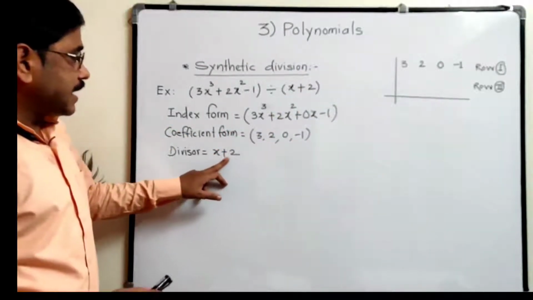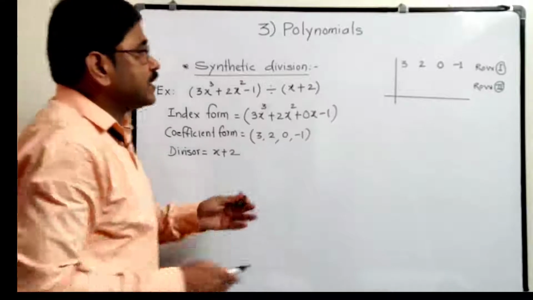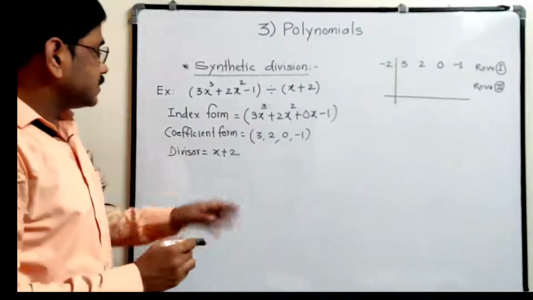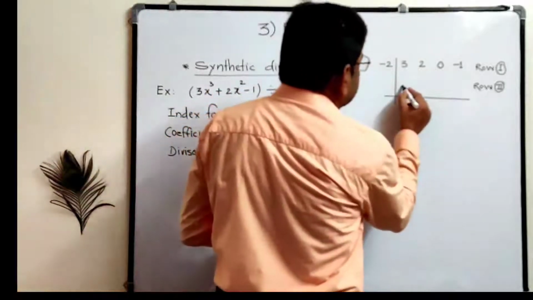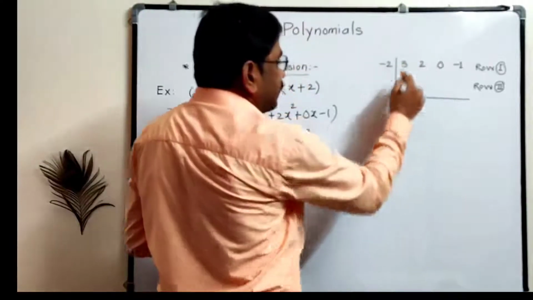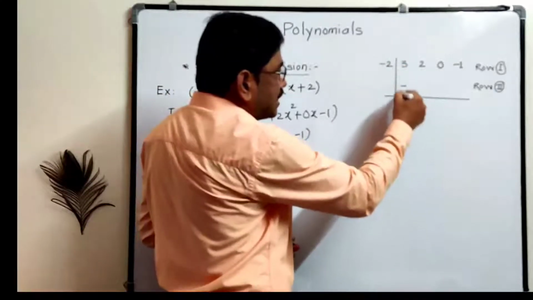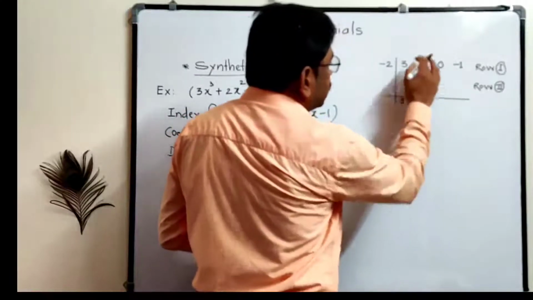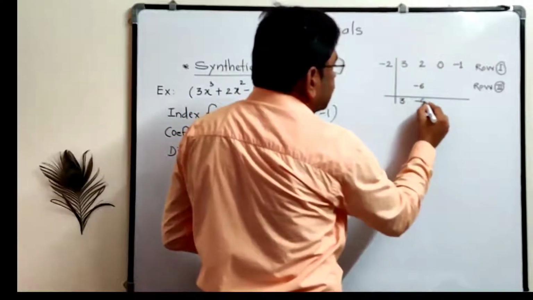Now our divisor is x plus 2. So write the opposite of this number: plus 2, then minus 2 here. In the place of divisor, we have to write minus 2. If it is minus 2, write plus 2, and if plus 2, write minus 2. So here there is a dash and write this first number as it is, 3. If the first number is written as it is, then the product of these two, 3 twos, we have to do. Multiplication of these two, 3 twos are minus 6. Then add these numbers. 2 minus 6 is minus 4.